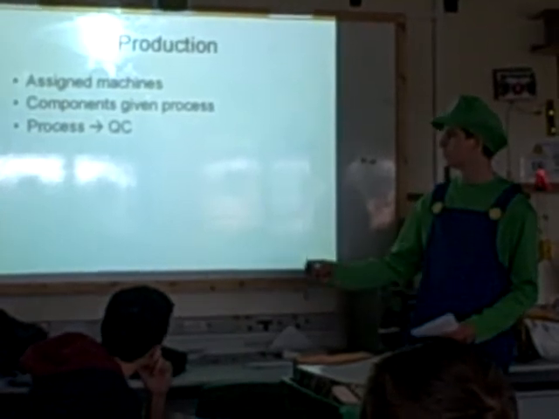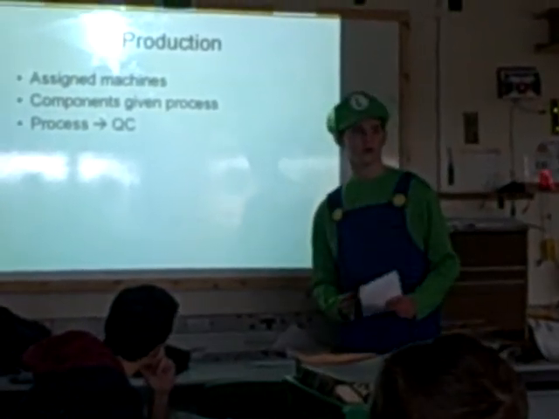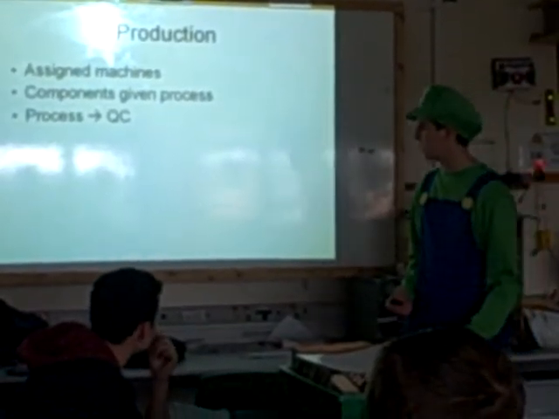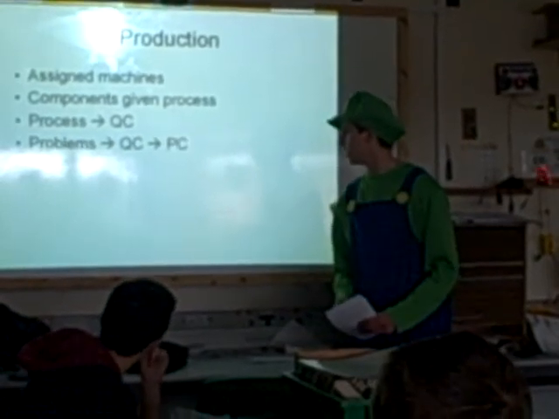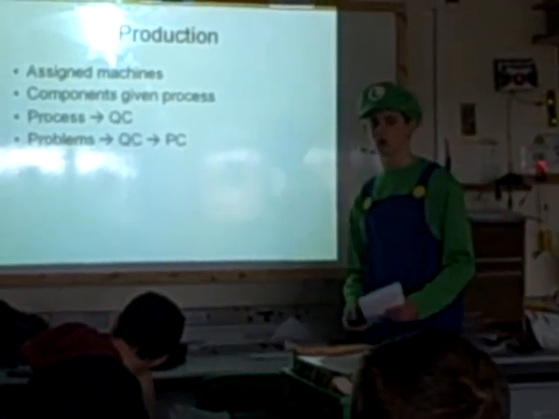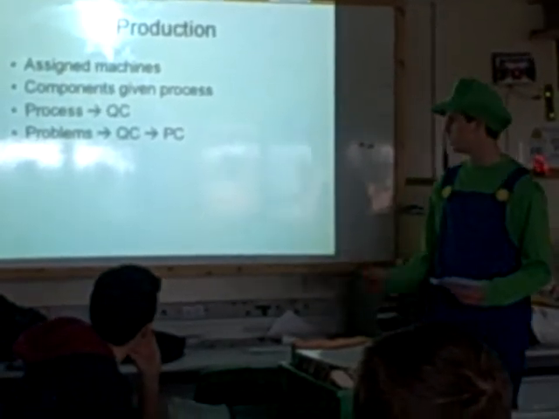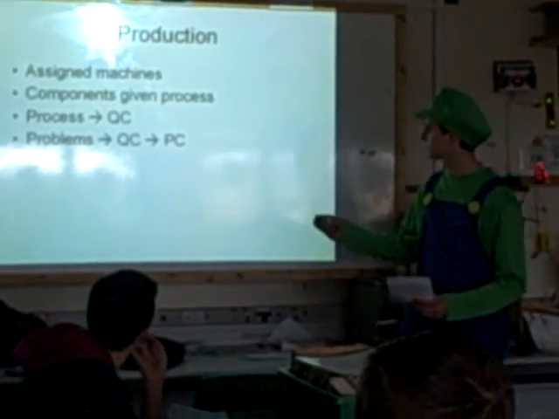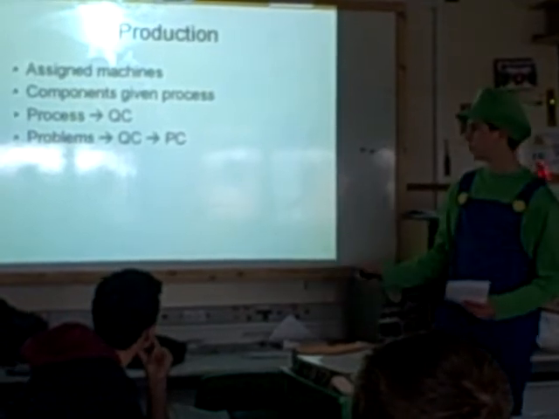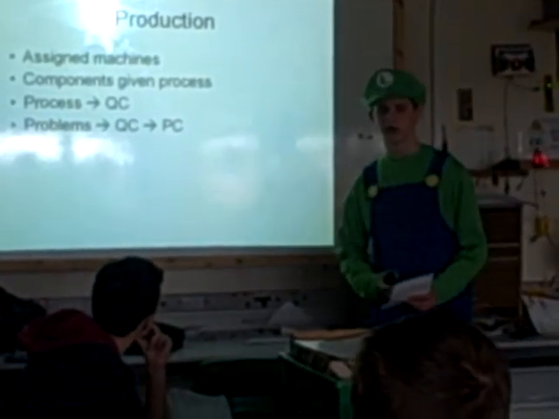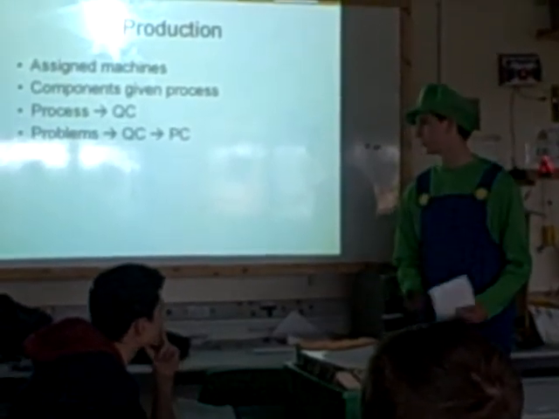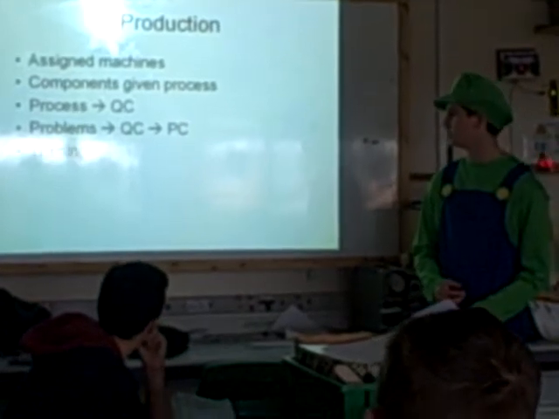So after each process we move on to quality control. Obviously this is once again just to ensure that each piece is correct, there's no massive mistakes in it. If there are any problems, they'll be referred to quality control. If quality control can't see a way we can work around it, it will be moved on to process control, and between the departments we can work out a way to work around the material, or if there's no way we can do that, we have to scrap the material.